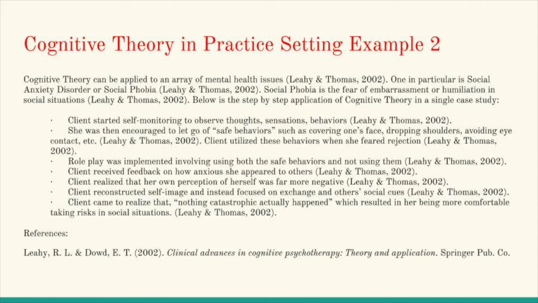Client utilized these behaviors when she feared rejection. Role play was implemented involving using both the safe behaviors and not using them. Client received feedback on how anxious she appeared to others. Client realized that her own perception of self was far more negative. Client reconstructed self-image and instead focused on exchange and others' social cues. Client came to the realization that nothing catastrophic actually happened, which resulted in her being more comfortable taking risks in social situations.